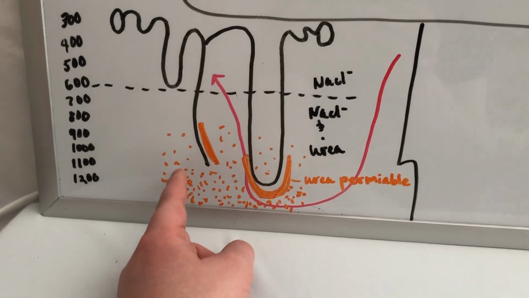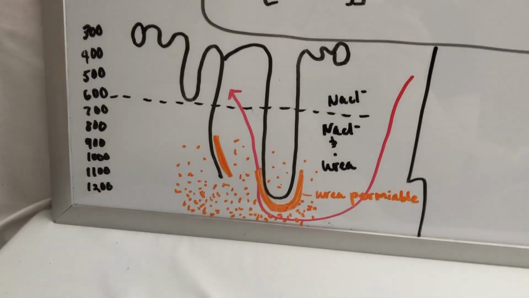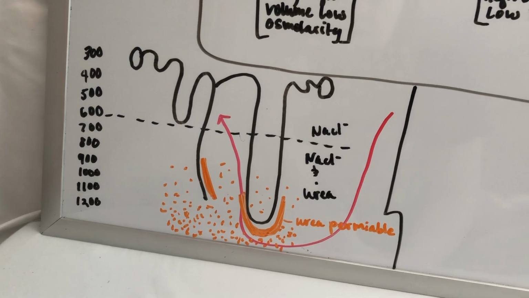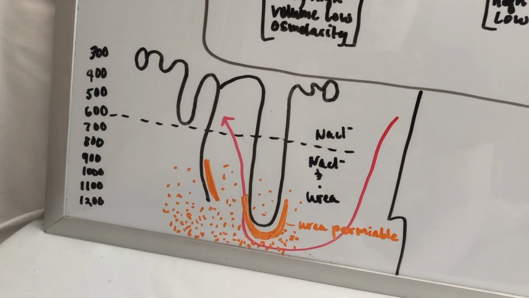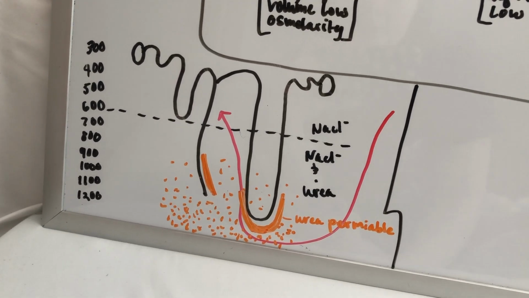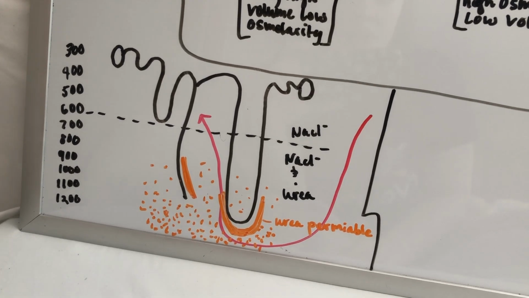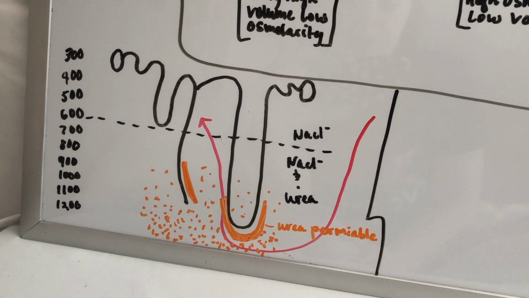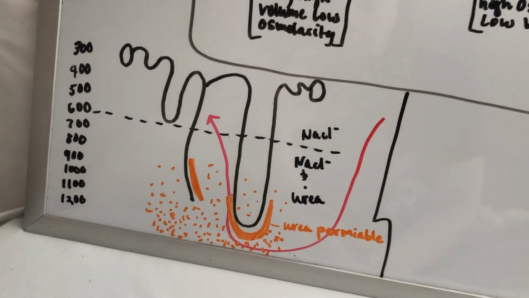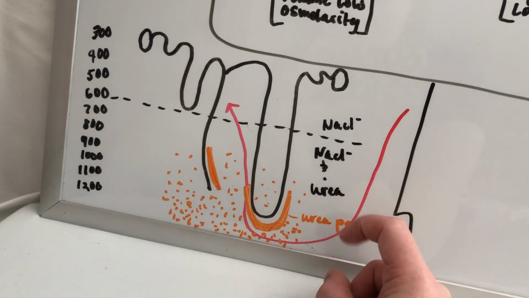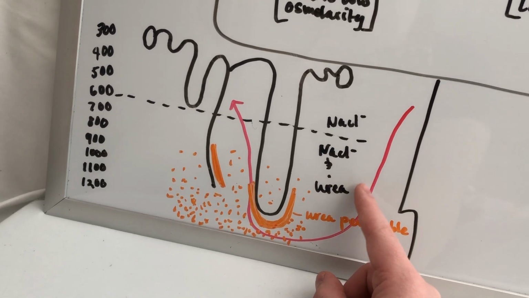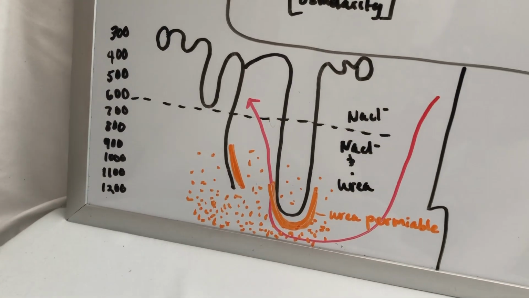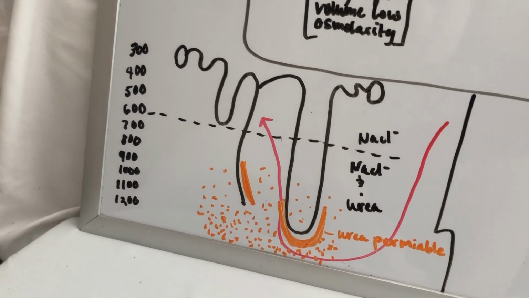And this is showing our urea permeability. So up top, you don't have any urea permeability. It's only at the bottom of the juxtamedullary loop of Henle and at the bottom of the collecting tubule. And so as you can see, that's permeable to sodium chloride and our urea. And the further down you go, the more permeable it is and the more concentrated your urea is going to be.